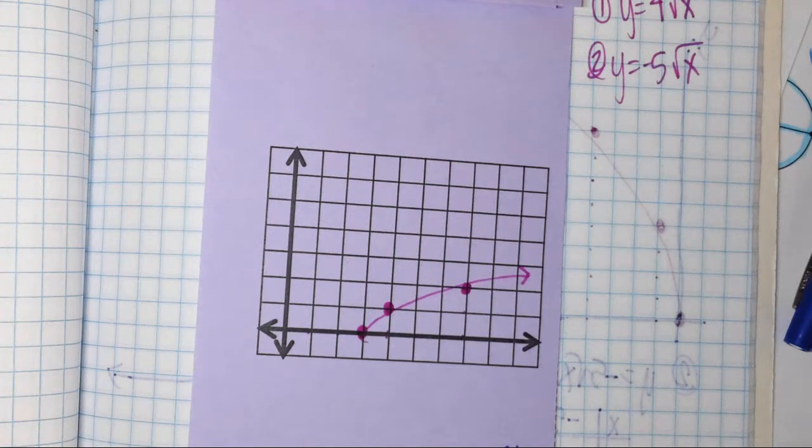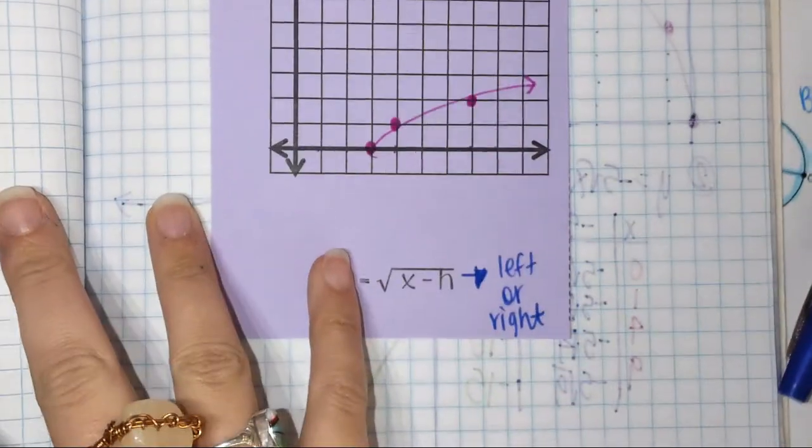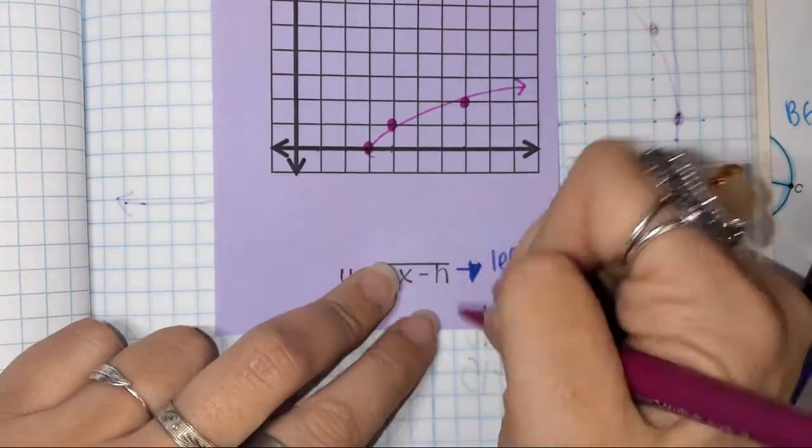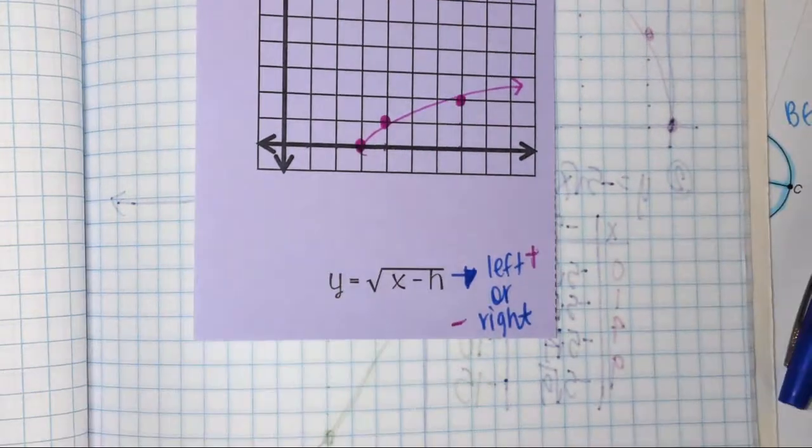And there we go. So did we stretch our parent function or did we move it to the right? We moved it to the right. So if you subtract, it moves it to the right. How could we move it to the left? We would add.